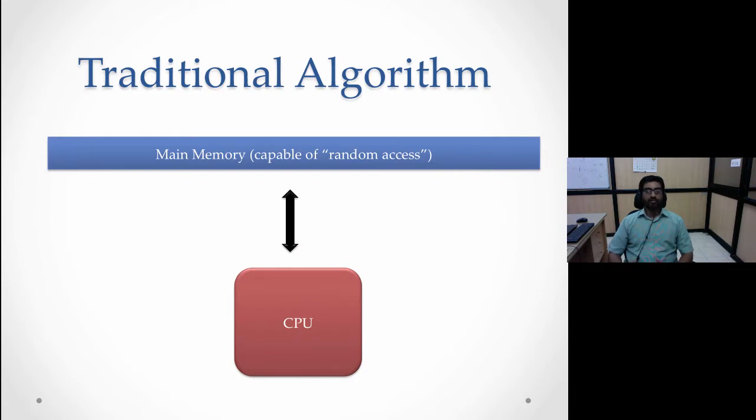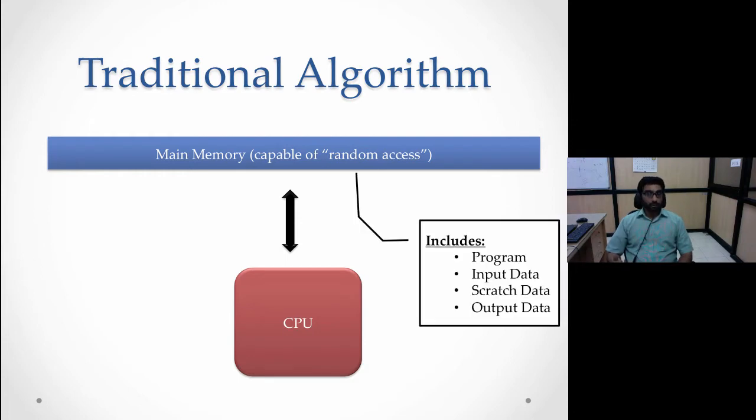we typically think of a CPU that's executing an algorithm, and that CPU has access to some data that's usually stored in the main memory. So the main memory can be accessed at random locations, and the main memory includes the program that's executing on the CPU, the input data, the scratch information that gets generated as the algorithm is executed, and the output data. Everything is included in the main memory. And moreover, typically when you run a traditional algorithm, you expect the answer to be correct.